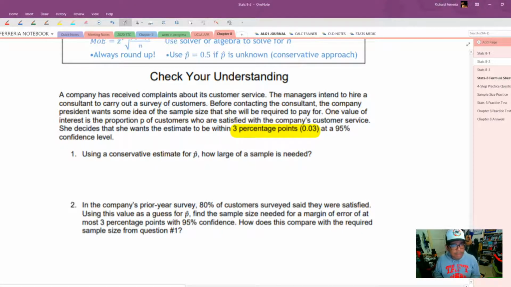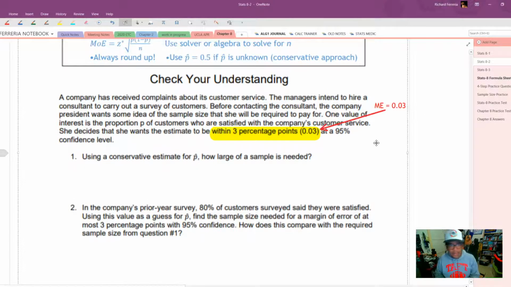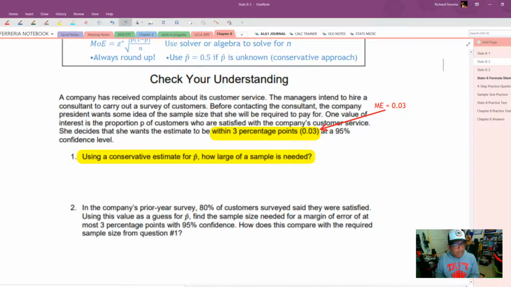So the first thing to be aware of is when it says within 3 percentage points, that's code word for margin of error is 0.03, 3 percentage points. Using a conservative estimate, how large of a sample is needed? To answer this question, we're going to just write out our margin of error formula first.